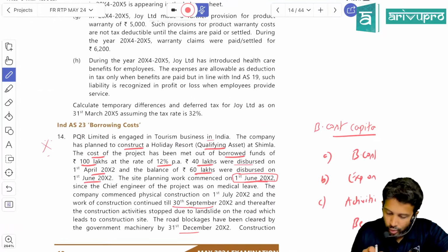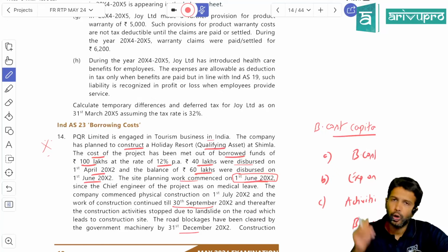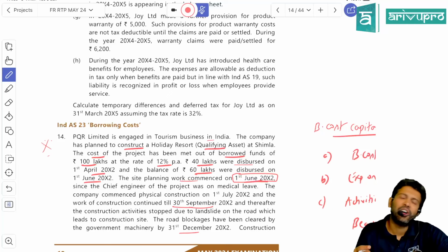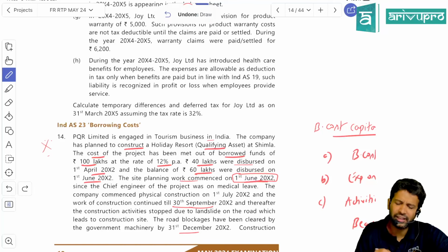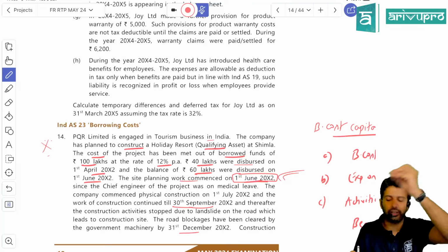Okay. So now here, site planning work commenced on 1st June. Planning activities are also acceptable. It's considered an activity for this purpose. The loan is already taken, so that is already done. Now borrowing cost has already been incurred, activities have already begun, assuming that the amount is already incurred. So the capitalization starting date will be 1st June.